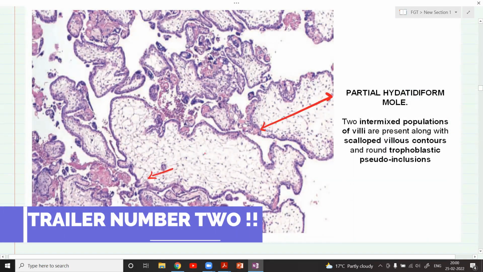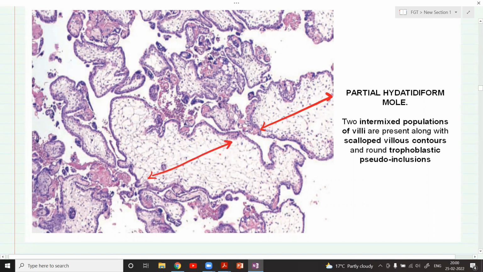only some of the villus show the edematous change. All of them don't show. Many of them look like the normal. They have normal vessels, normal vascular structures are there. Some of these are the normal villi. So there are two populations of villus present over here.